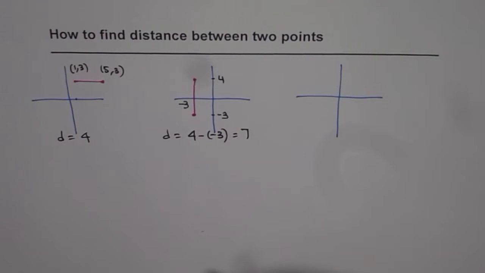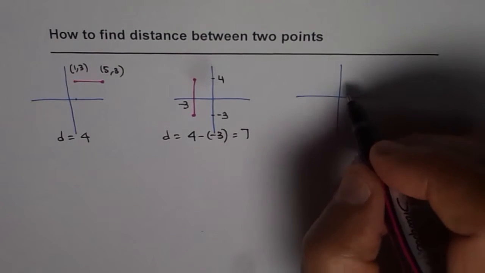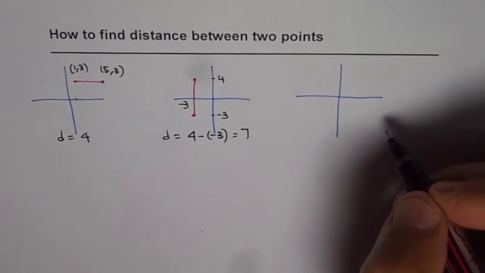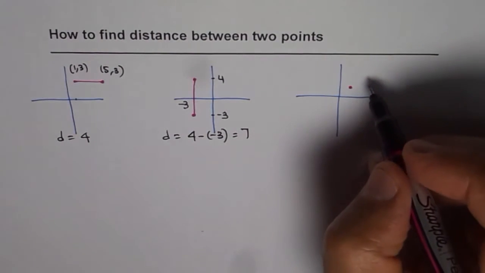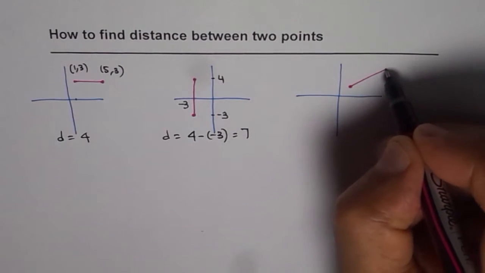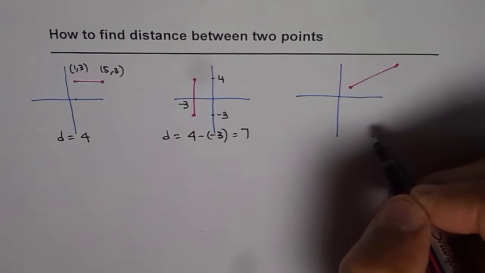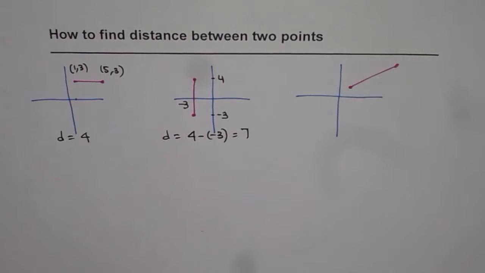So that is simple. So if the line is horizontal or vertical, it's simple to find the distance between them, right? Now let's take an example where the line is not horizontal or vertical. Then what? So in that case, let's consider a point here and another point, let us say somewhere there. So what is the distance between these 2 points? Now that's a real problem. How to find this distance?